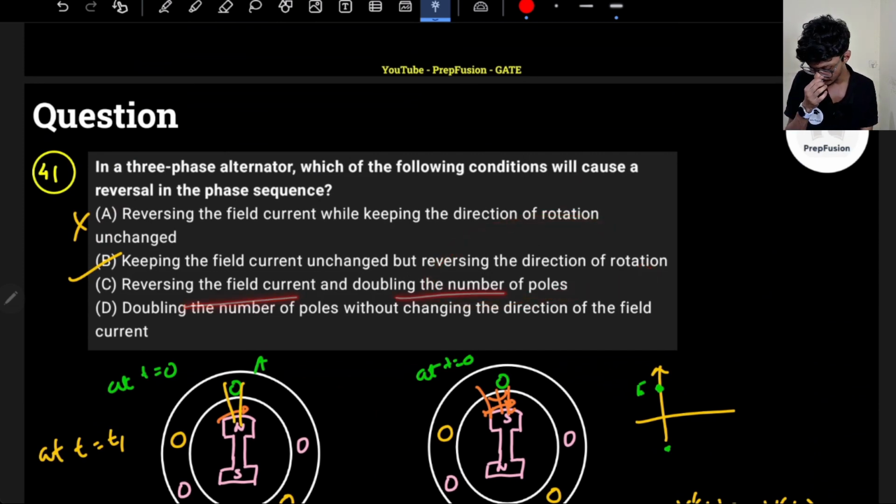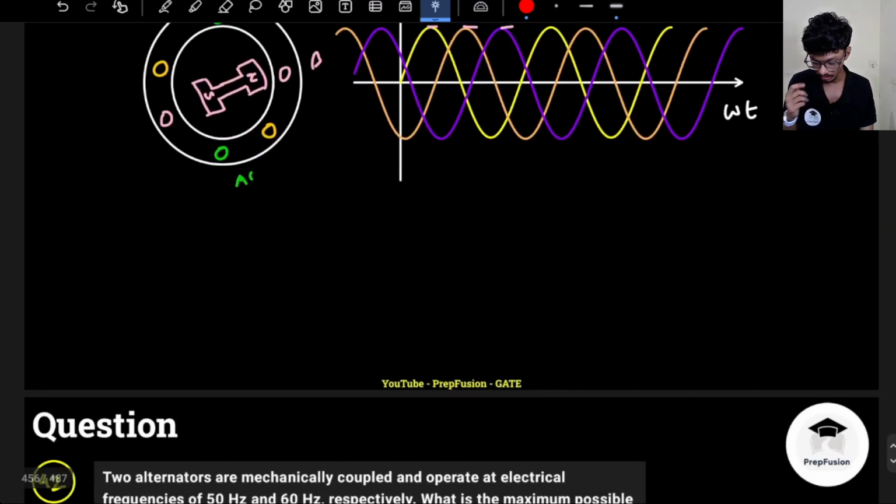Reversing field current, no. Doubling the number of poles without changing the direction of field current, no. Only reversing the direction of rotation will change the phase sequence. Okay, let's solve the next question.